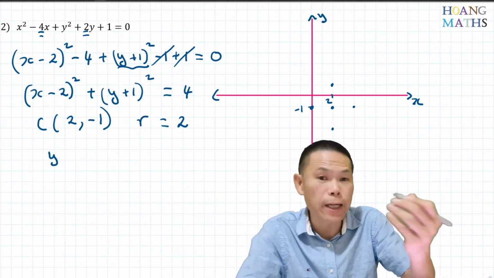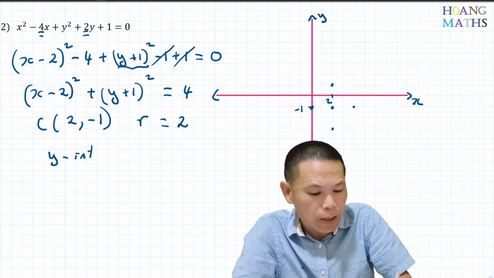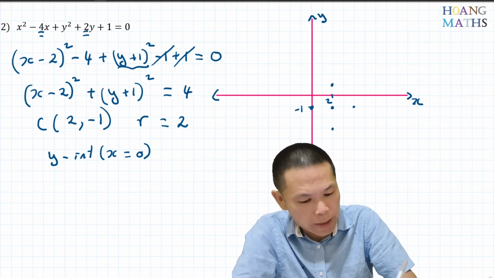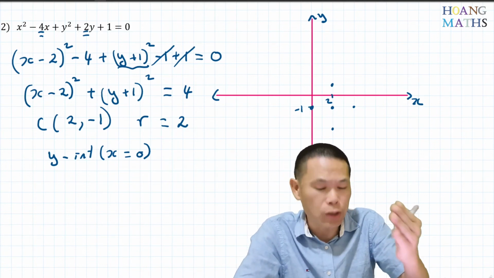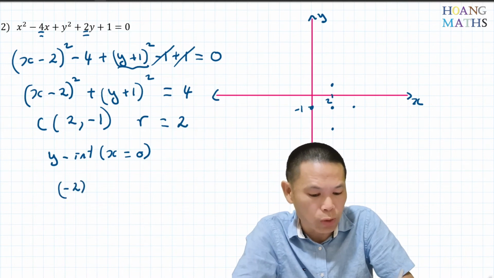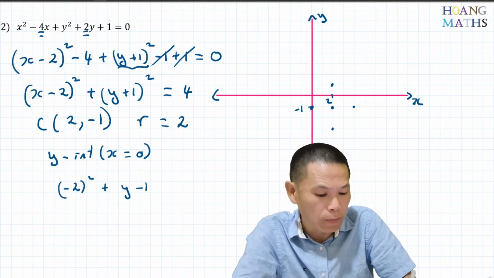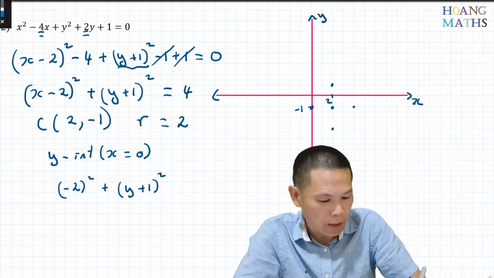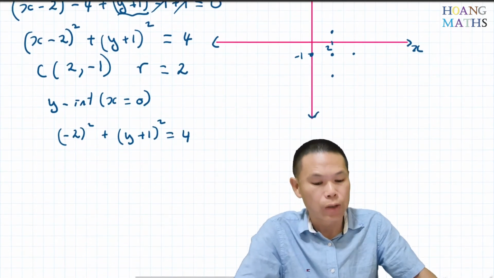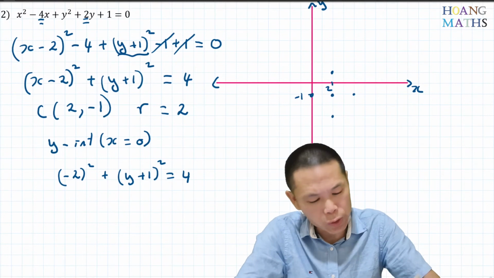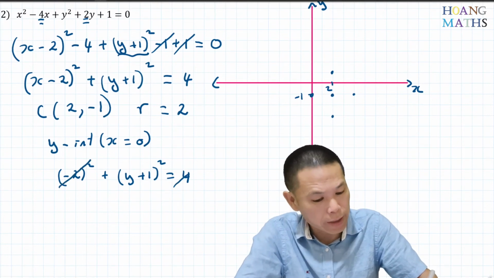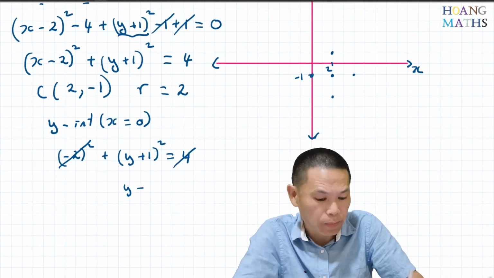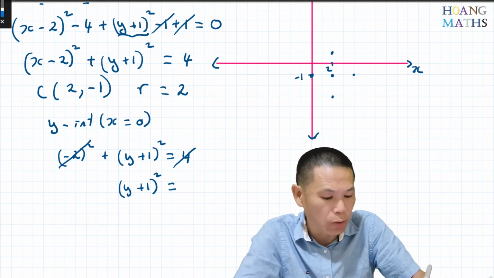The y-intercept from the graph, we can see it. Otherwise, y-intercept is when x is equal to 0. So when x equal to 0, -2 square, so minus 2 all square plus y plus 1 all square is equal to 4. So now -2 square is 4. So this and this can cancel out, okay? And then this means that y plus 1 all square is equal to 0.